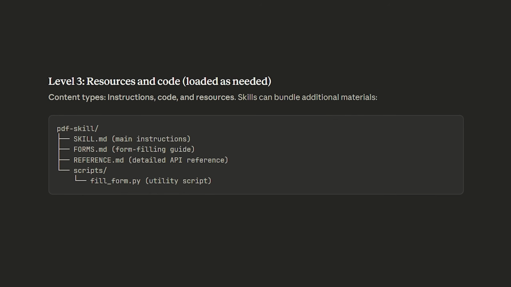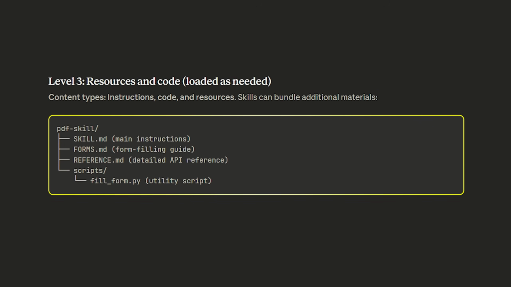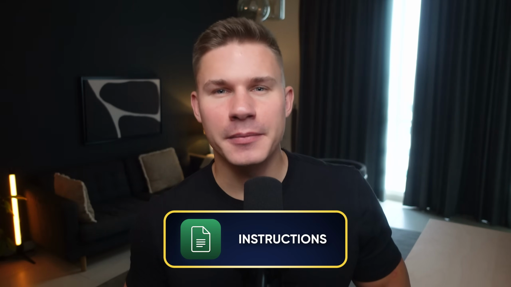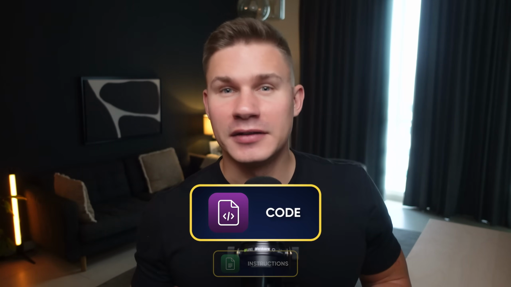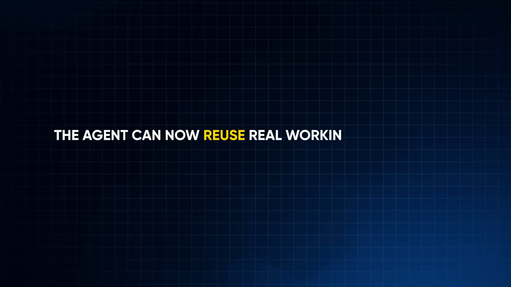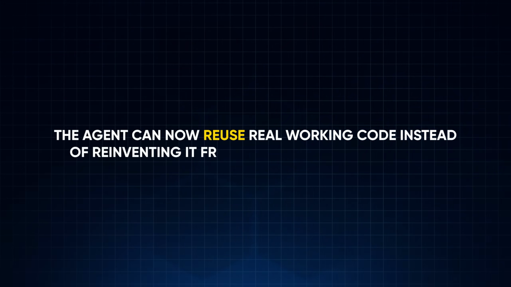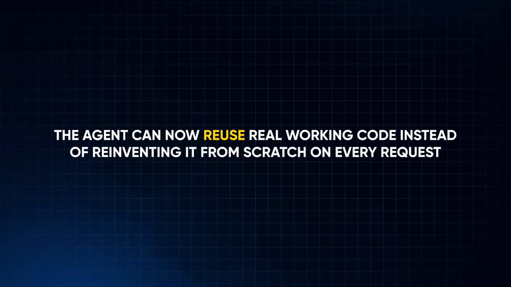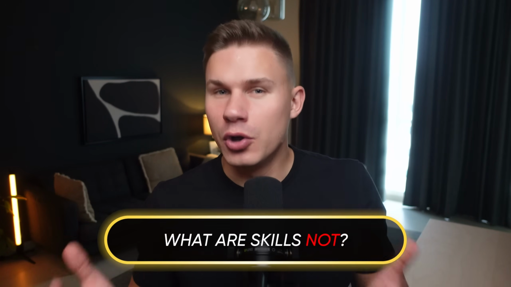So you can think about it like a small folder in your repo. Each folder is one skill. And that skill contains whatever the agent needs to execute a specific workflow. Sometimes that's just instructions, but most of the time it's also code. And the reason this matters is simple. The agent can now reuse real working code instead of reinventing it from scratch on every request. That's the core idea. Now, the next question is, what are skills not?